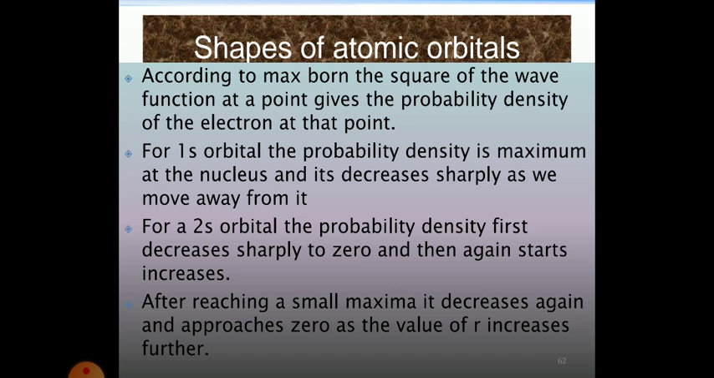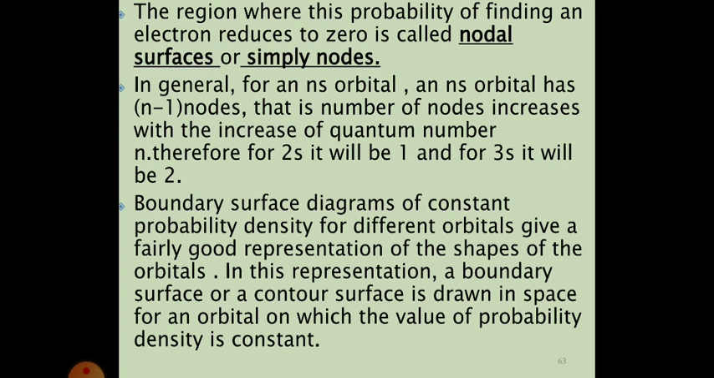Now students, for 2s orbital the probability density first decreases sharply to 0 and then again starts increasing. Now in the pictorial diagram in our next slide we are going to learn how its shape will look. After reaching a small maxima it decreases again and approaches 0 as the value of r increases further. Now students, the region where the probability of finding an electron reduces to 0 is called nodal surfaces or simply nodes.